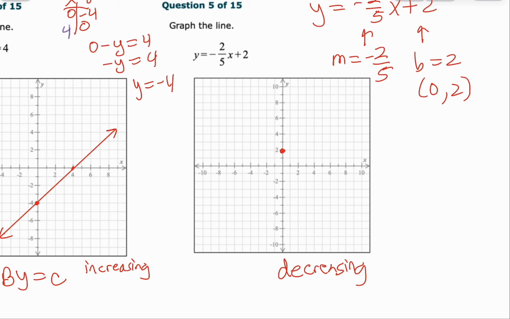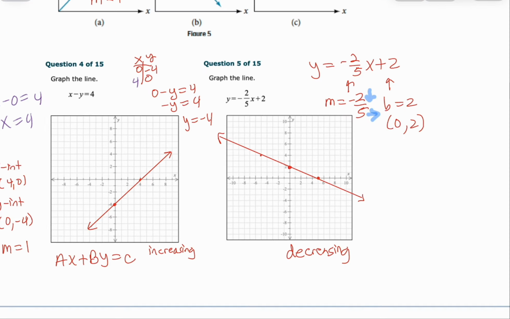And because slope indicates rise over run, you're going to go down 2 and to the right 5 from that point to find another point on your line. So down 2 over 5. And then make your line. Now, I am not a very neat grapher, so I tend to sometimes really try to stretch my graph across my graph paper so that I get a slightly better indication of what my line is doing. So that is your line for that one.